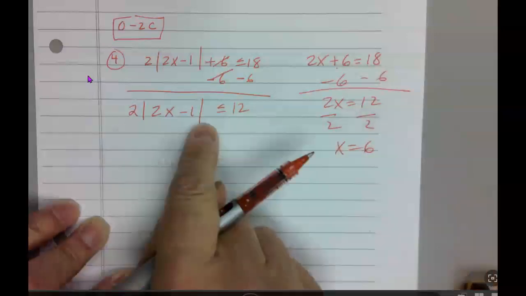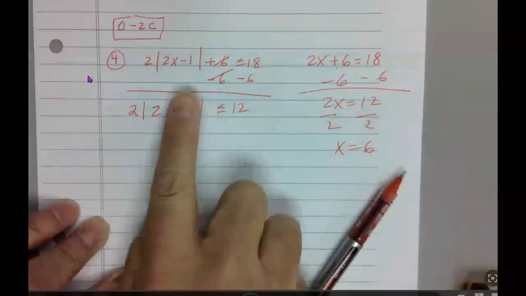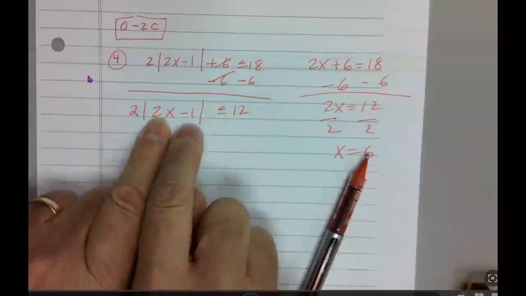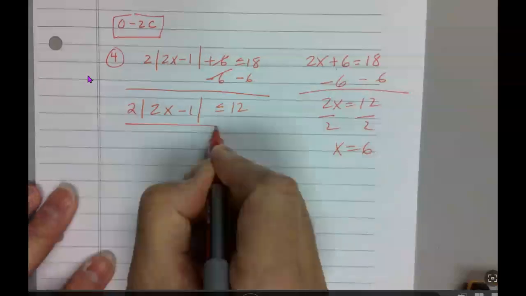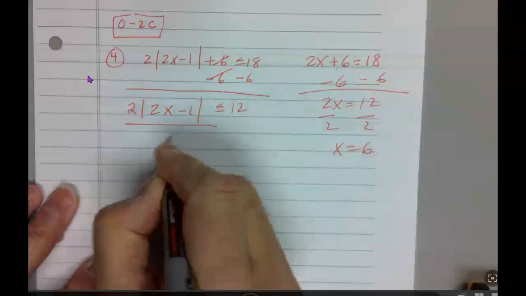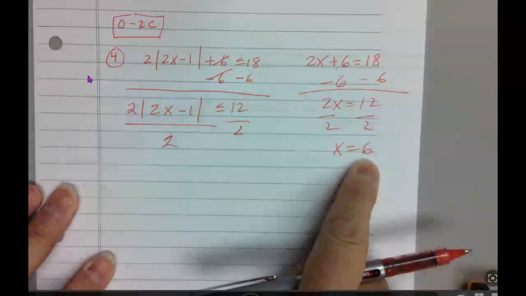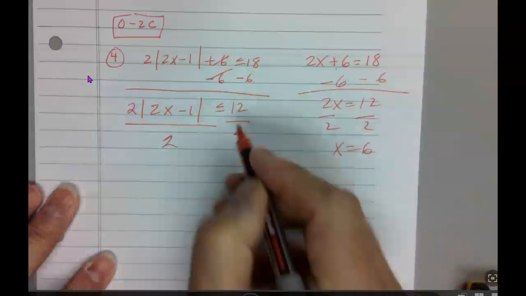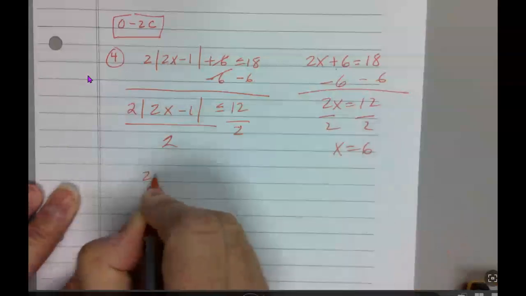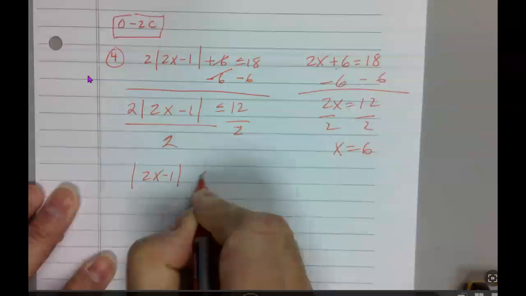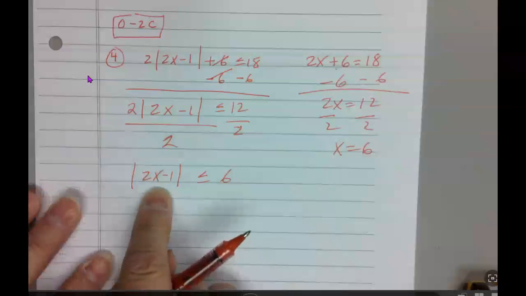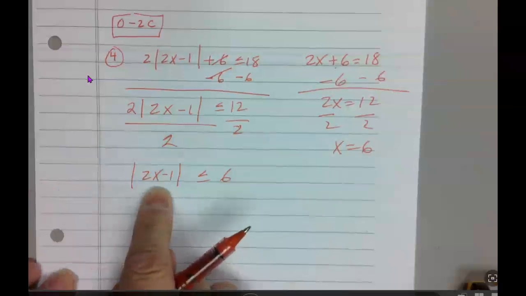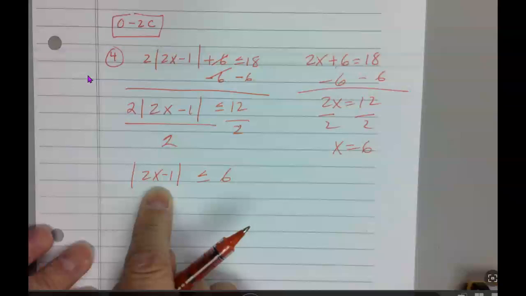So what am I going to do on this one here? Think of this one here as an x, right? This whole absolute value is an x. So what would I do to both sides? Divide by what? 2. Isn't that what I did over here? So that gives me absolute value 2x minus 1 is less than or equal to 6. This has to be isolated before you can write your two inequalities or equations. Agreed?